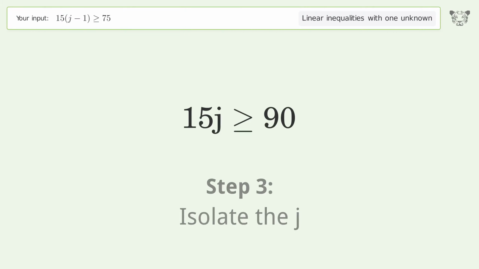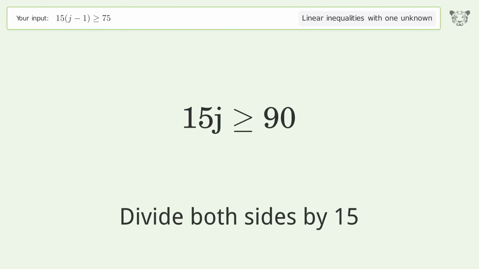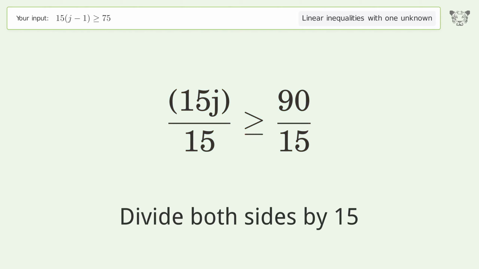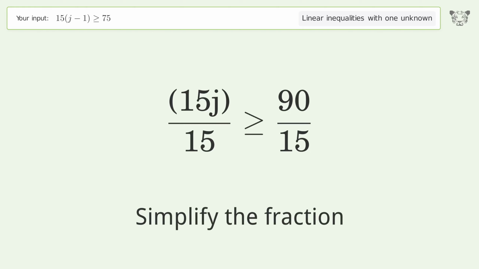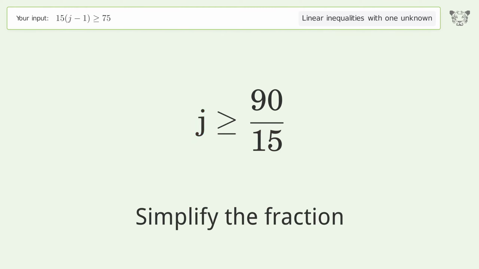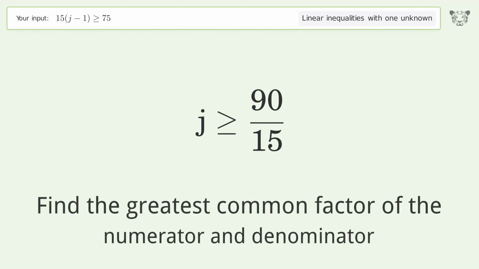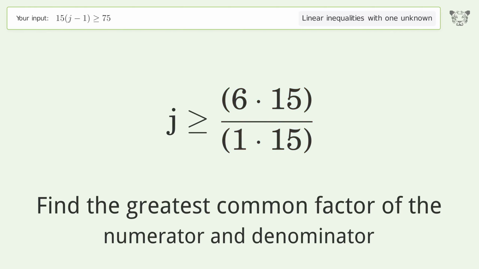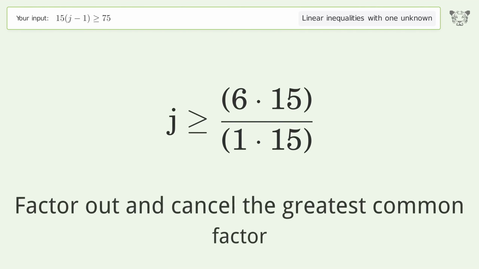Isolate the j. Divide both sides by 15. Simplify the fraction. Find the greatest common factor of the numerator and denominator. Factor out and cancel the greatest common factor.